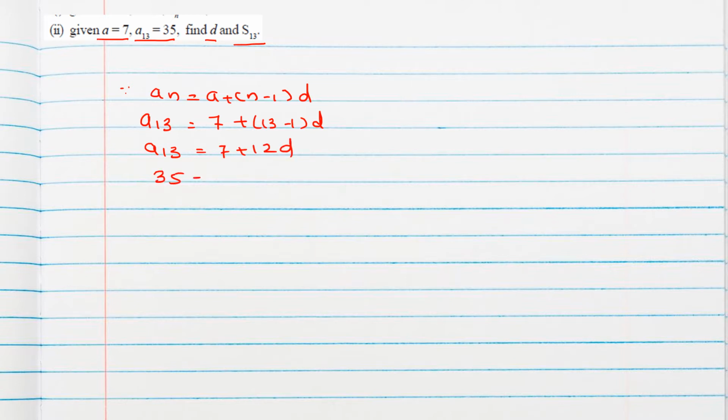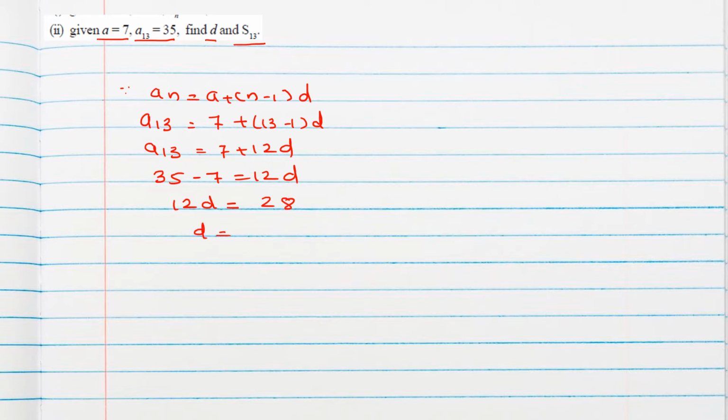In question number 2, a equal to 7 is given, a13 is given. We should find d and S13. So we will use the formula an, since a13 is given. So a13 will be a, which is 7, plus (13 minus 1)d. So a13 is 7 plus 12d. So 35 minus 7 equal to 12d. So 12d we can write as 35 minus 7, which is 28.